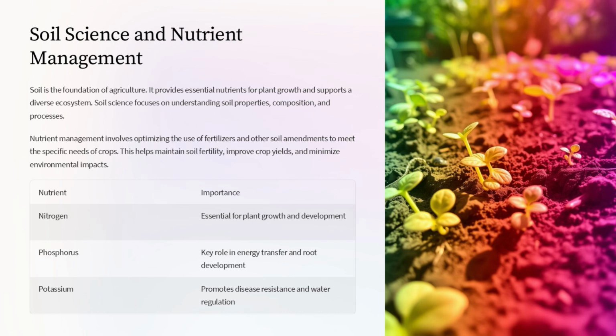Key plant nutrients include nitrogen, essential for plant growth and development. Phosphorus, key role in energy transfer and root development. Potassium promotes disease resistance and water regulation.